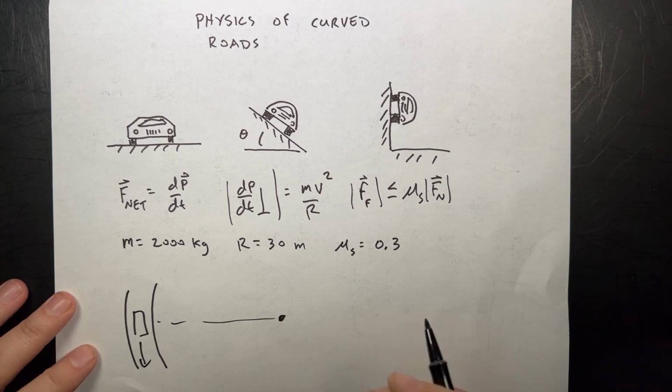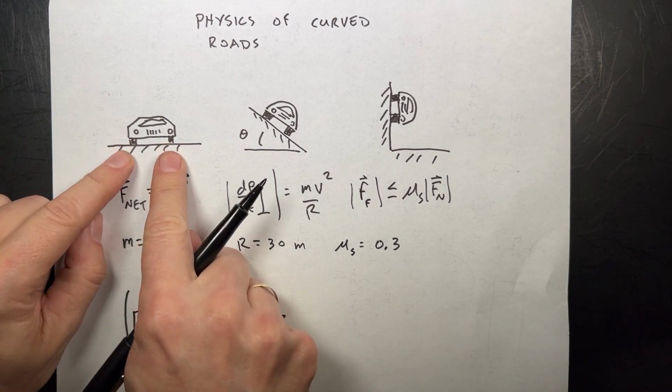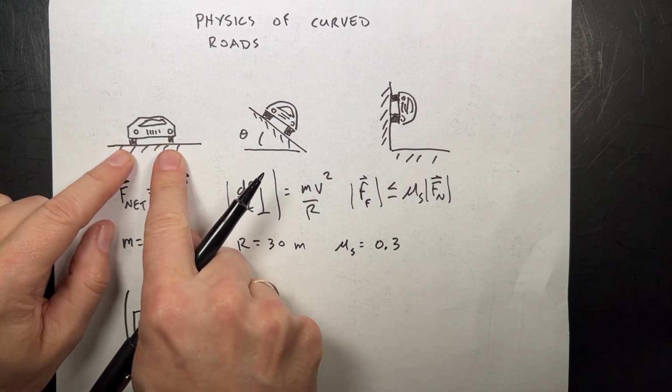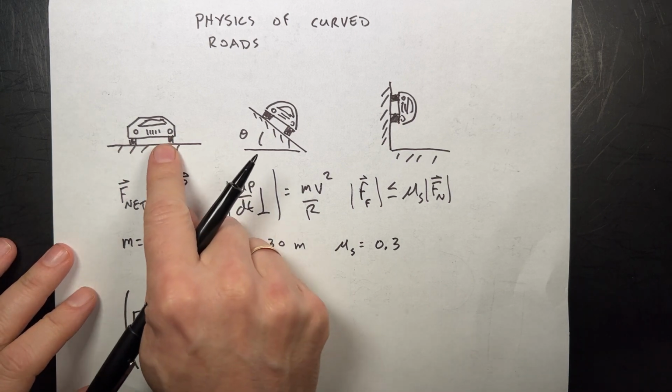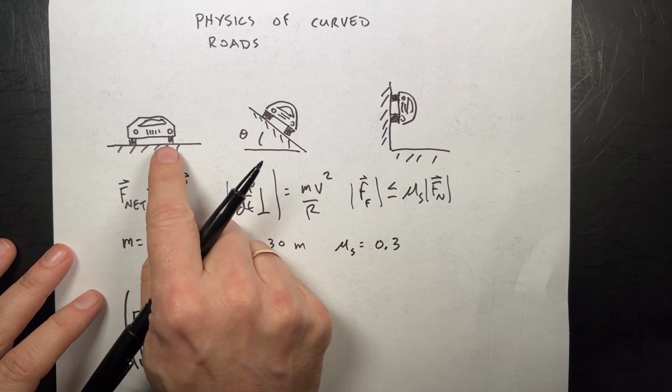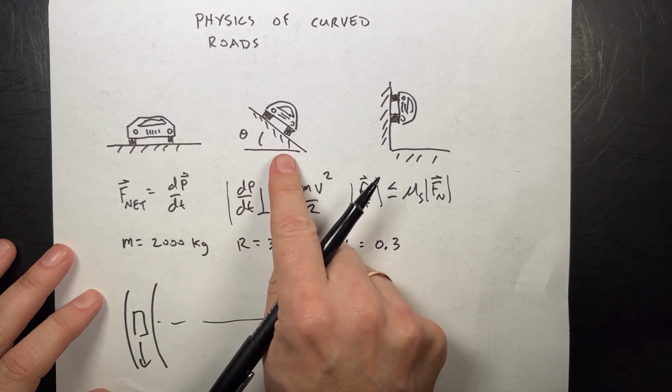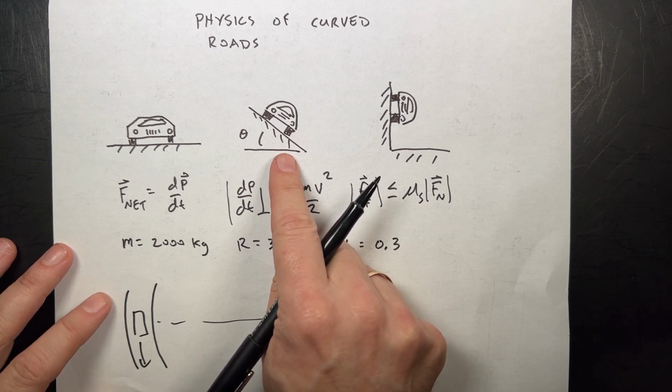It's a circular road. So in this first one, we're going to see how fast a car could go around this turn without slipping. The next case, we are going to see about a banked curve.